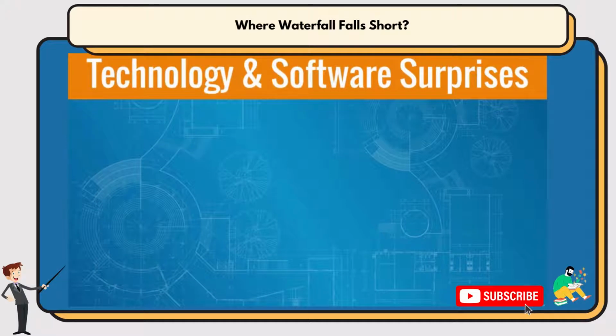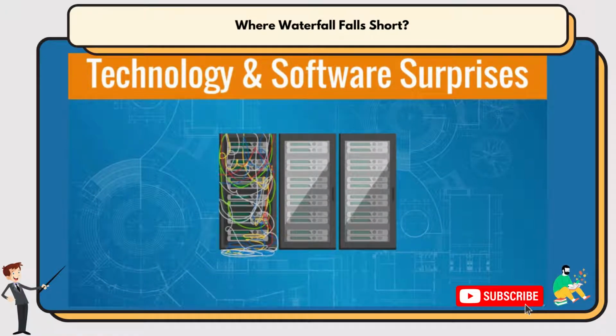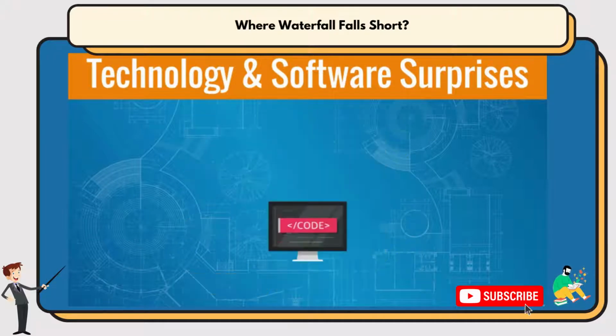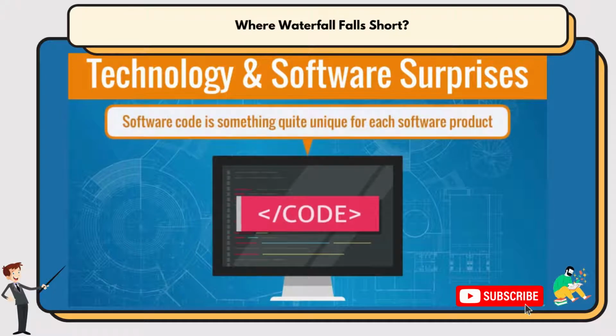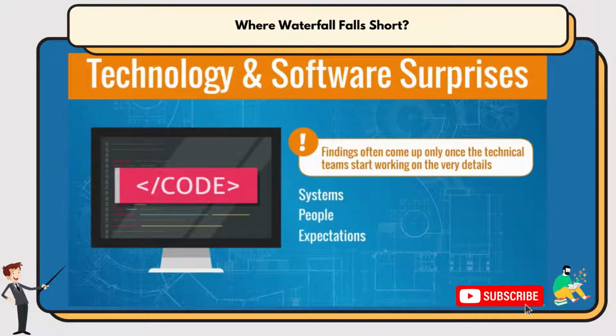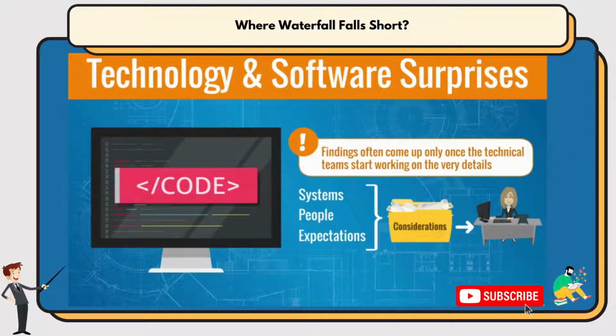3. Technology and software surprises. The technical side may include some hidden dependencies, which you cannot catch during the planning. With software projects, you can actually start with building the roof first and not follow the hard dependencies we face in other traditional projects. Furthermore, software code is something quite unique for each software product. Findings often come up only once the technical teams start working on the very details. The combination of different systems, people and expectations is something that often brings new considerations to the project manager's table only after the actual work has started.